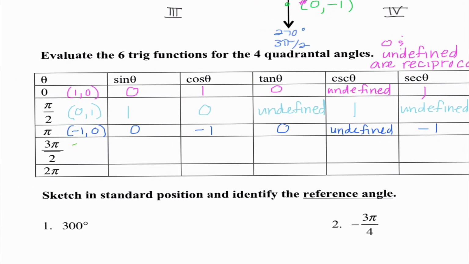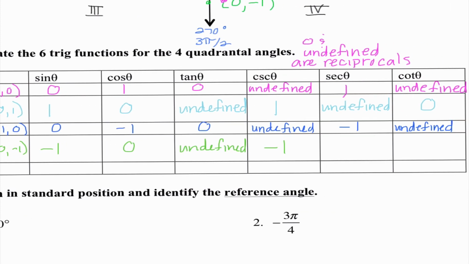Three pi over 2 is (0, -1). So our sine value is -1 because that's y. Cosine is 0 because that's x. Our tangent is undefined because I'm dividing by 0. So now if I do my reciprocals, the reciprocal of -1 is -1. The reciprocal of 0 is undefined. And the reciprocal of, I'm losing track here, cotangent would be the reciprocal of tangent. The reciprocal of undefined is 0.